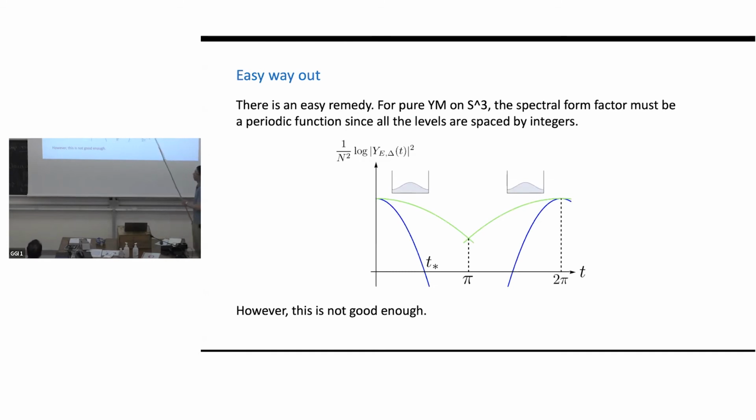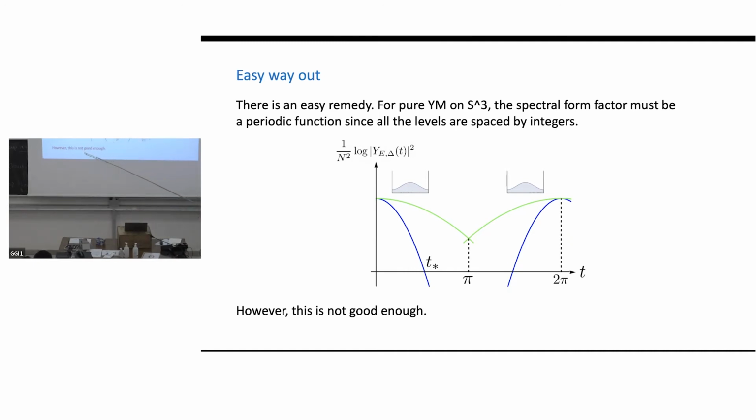There is an easy remedy to the problem that I just said. If you consider the pure Yang-Mills theory on S3, since in the free theory all the energy eigenvalues are integers, because the single particle spectrum on S3 are integers. Of course, here I set the radius of S3 to be 1, for example. Then the spectral form factor must be a periodic function since all the levels are spaced by integers. In other words, we have this initial decay, then at, for example, t equals 2 pi, this initial decay must come in again and give you a rising behavior in the spectral form factor.